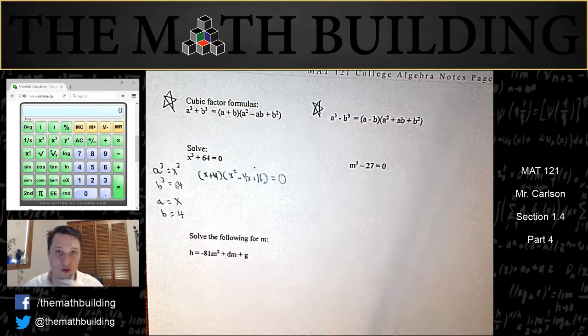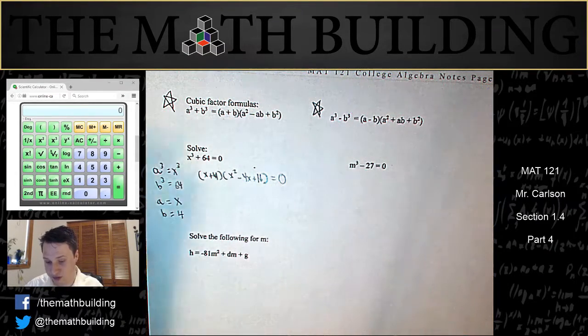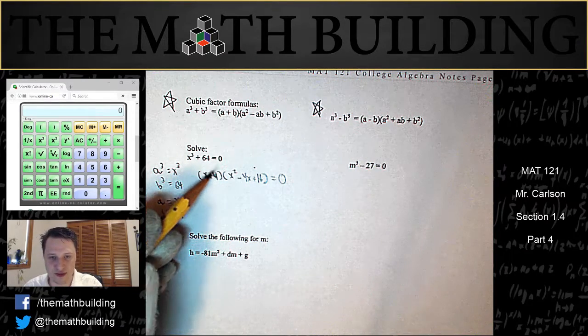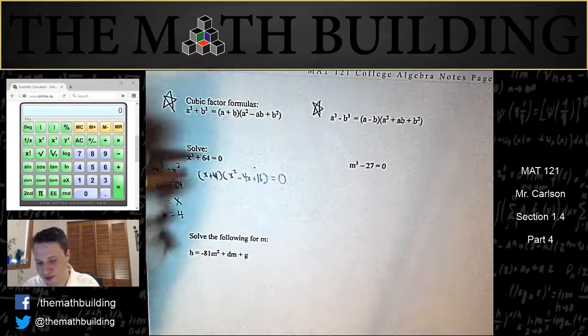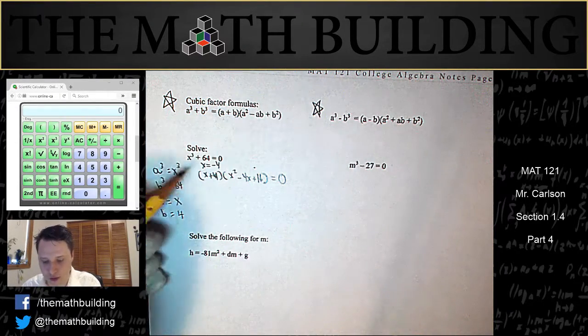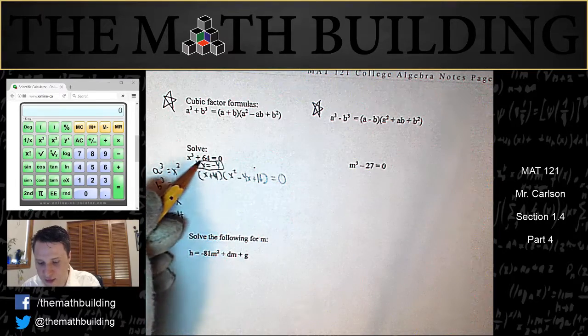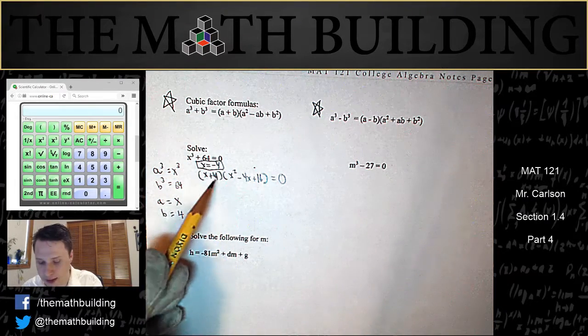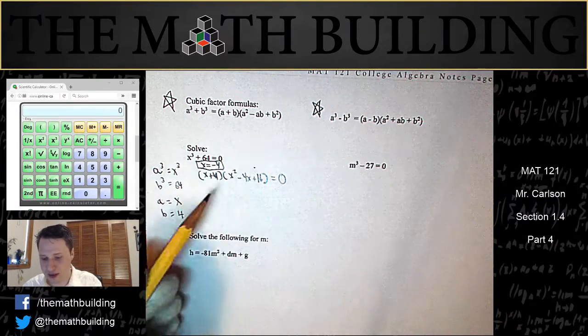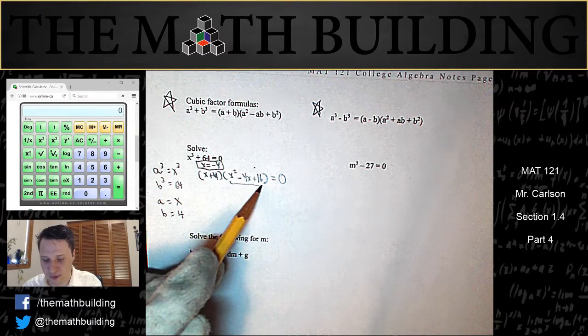So the first answer should be obvious to you right away. We see that our first answer is going to live in here. What value for x makes this 0? The answer is negative 4. Negative 4 is our first solution right there, because that would be based on the zero factor property. This would be 0, which would gobble up all of this and give us 0. The other two solutions come when this equals 0.